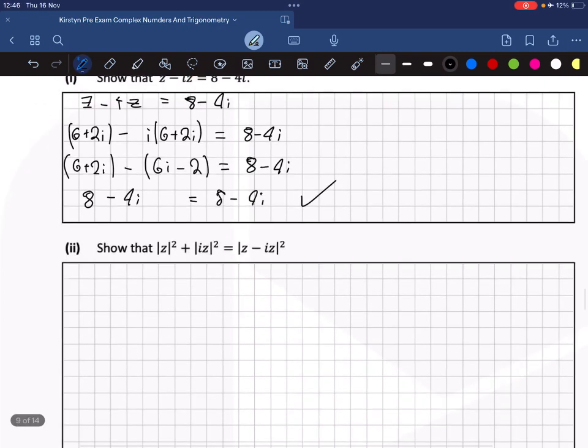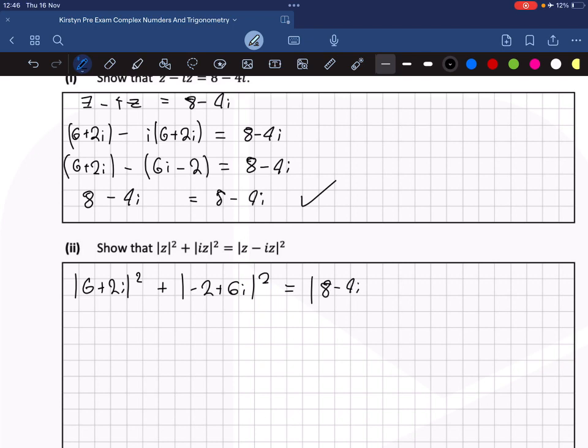So next up, part 2, show that the modulus of z squared plus the modulus of iz squared is equal to the modulus of z minus iz squared. So again, we're just going to be writing everything out. So this is going to be the modulus of 6 plus 2i squared plus the modulus of, well, we've already figured out what iz is in the last one. It's going to be 6i minus 2. I'm going to write it the other way around, so it's minus 2 plus 6i, just because it's the way you write complex numbers. And this is going to be equal to z minus iz. Well, it's this right here.